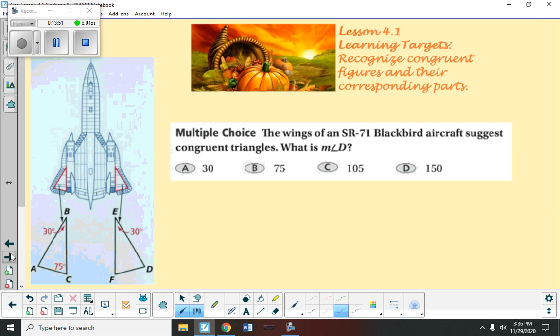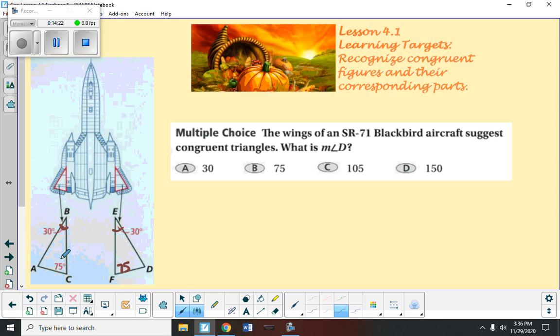The next question says the wings of an SR-71 Blackbird aircraft suggest congruent triangles. What is the measure of angle D? Well, if they're congruent, the corresponding parts are going to be congruent also. So we have, let's see, these angles are both 30. What is the measure of angle D? Well, let's see. This one would have to be 75.